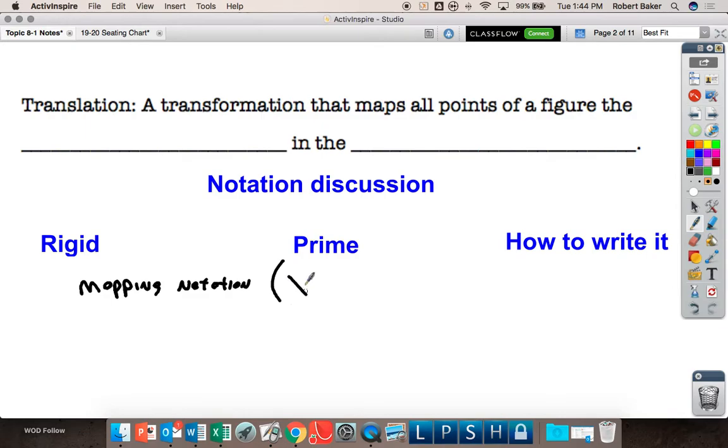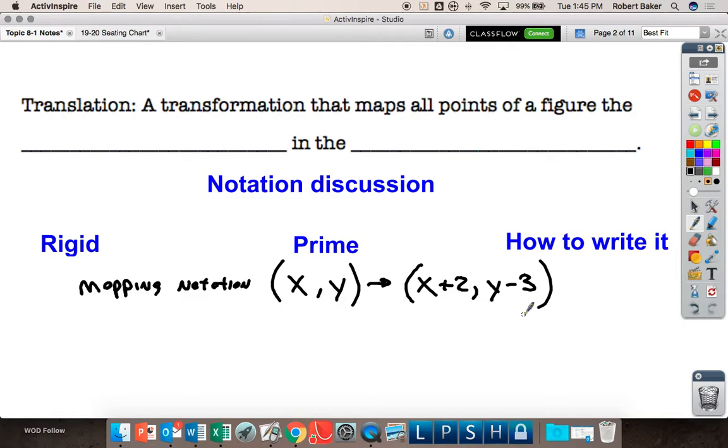Mapping notation looks like this. What? You like that or not like that? Add numbers? So here's what it's telling me: that any point (x, y) will map to (x + 2, y − 3). This tells me that the x moves right 2 and the y moves down 3.